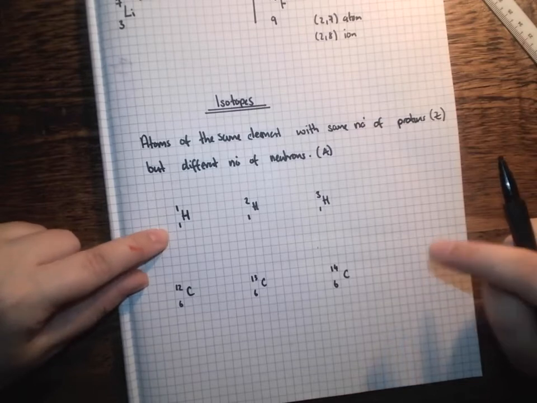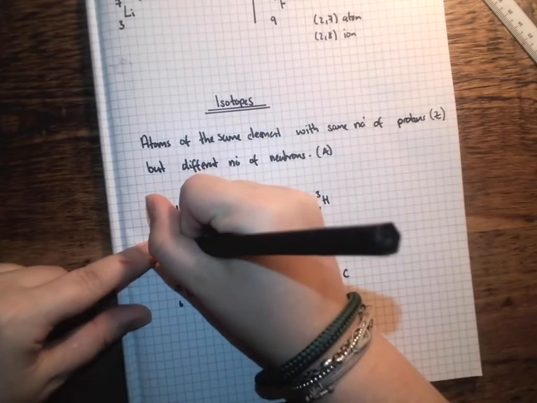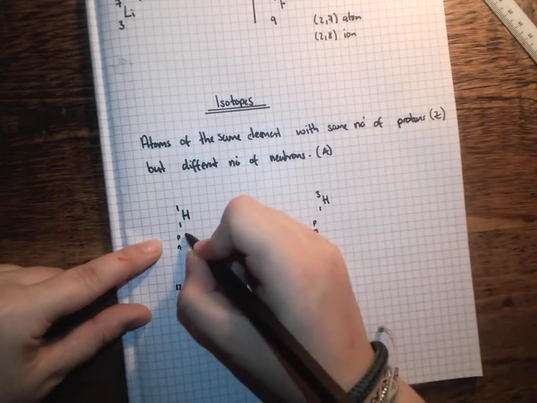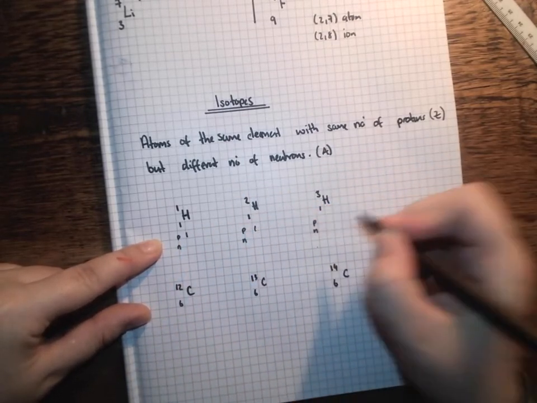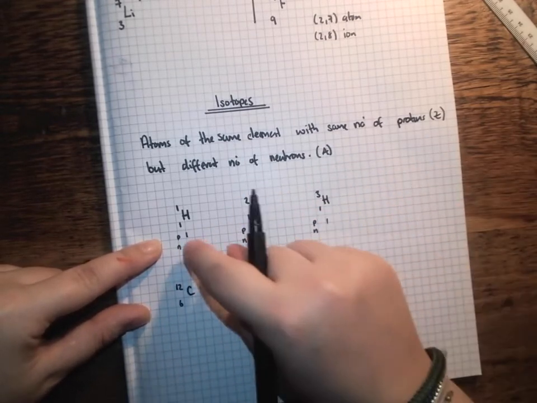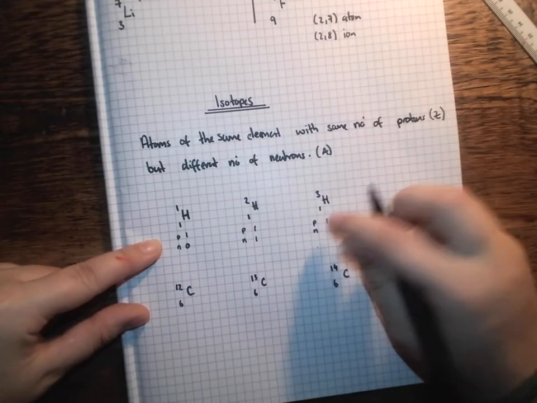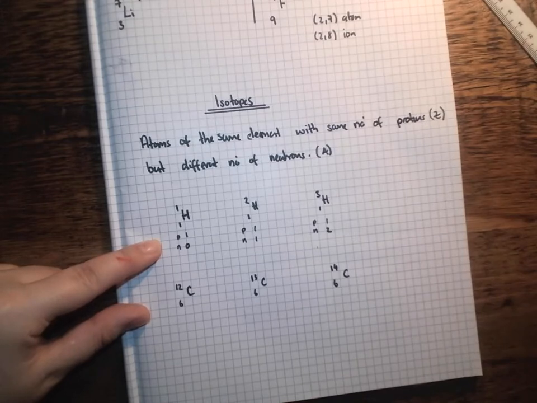Okay, so hydrogen 1, 1. Okay, if I did protons and neutrons for each of these, again, we could say proton has 1. For this one, the proton also is 1. For this one, the proton is 1. For this one, the neutron is 0. For this one, the neutron is 1. And for this one, the neutron is 2.